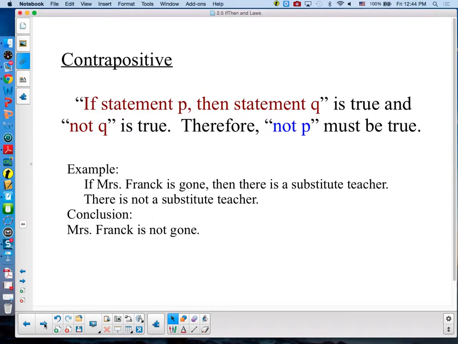So let's see if we can create some more examples related to that. You'd have to have an if-then, and then your next fact would be the negation of the conclusion, which leads you to the negation of the hypothesis. Let's see. Would you go with this? If it is sunny, then it is warm. It is not warm. It is not sunny. That would work.